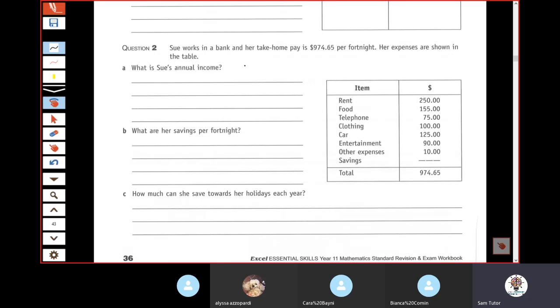This is pretty self-explanatory. Sue works in a bank and her take-home pay is $900 per fortnight. Her expenses are shown in the table below. What is Sue's annual income? Well, her annual income would be $974.65 times 26.